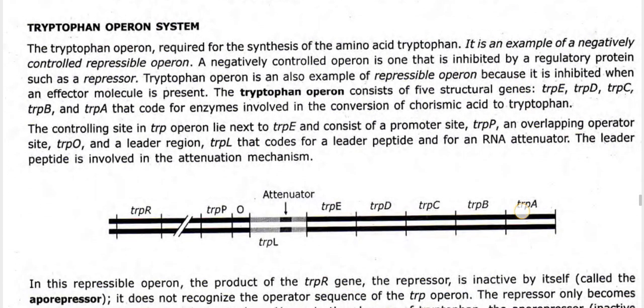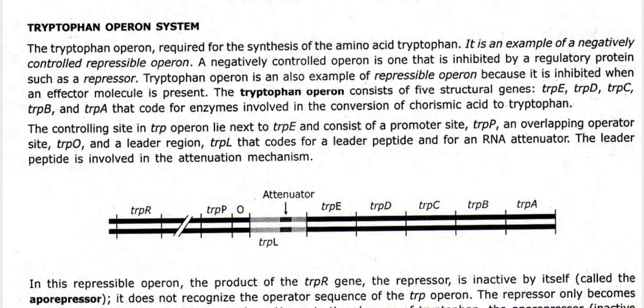Then the tryptophan operon system. The tryptophan operon is required for the synthesis of the amino acid tryptophan. It is an example of a negatively controlled repressible operon. A negatively controlled operon is one that is inhibited by a regulatory protein such as a repressor. The tryptophan operon is also an example of a repressible operon because it is inhibited when an effector molecule is present.